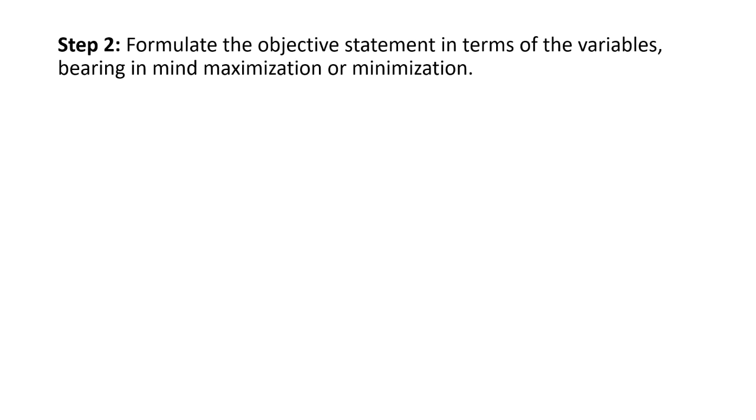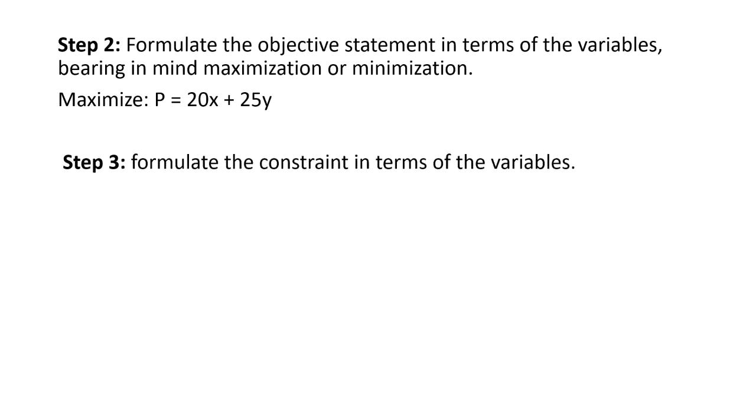The total profit that we will make will depend on the profit from the skirts and the profit from the shirts. So we want to maximize. I have summarized everything in this sentence: I want to maximize. What do I want to maximize? The profit. And what is the profit equal to? The total profit will be 20 times the number of shirts plus 25 times the number of skirts, and that all together gives us the total profit. So that is step number 2, formulate your objective statement.